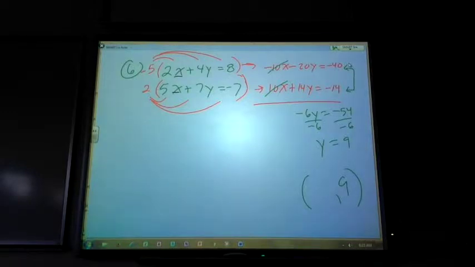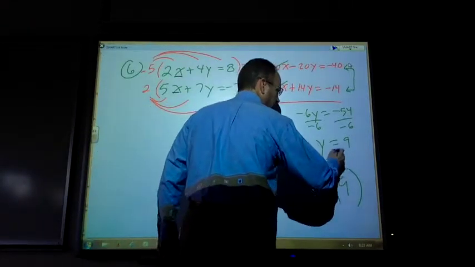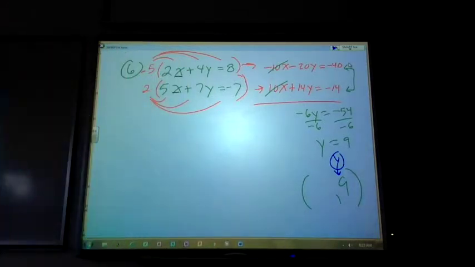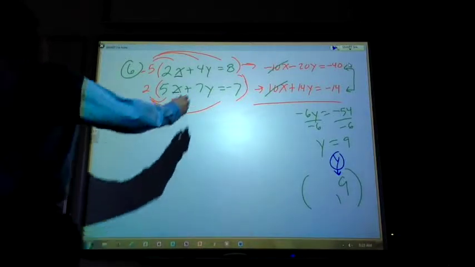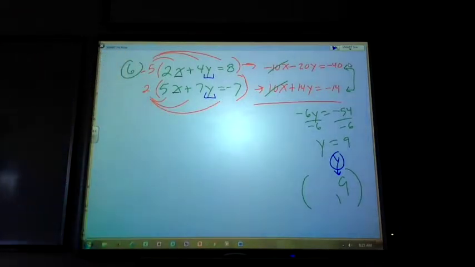TJ, what value did I just solve for? Y. I solved for a y value. Okay? That's a y value right there. I want to get a what value? X. So I have to pick one equation or the other to plug into. So that y value can plug in here, or it can plug in here. It doesn't look like either of the equations is already set up to solve real easily to get an x value. So your choice. Which one?